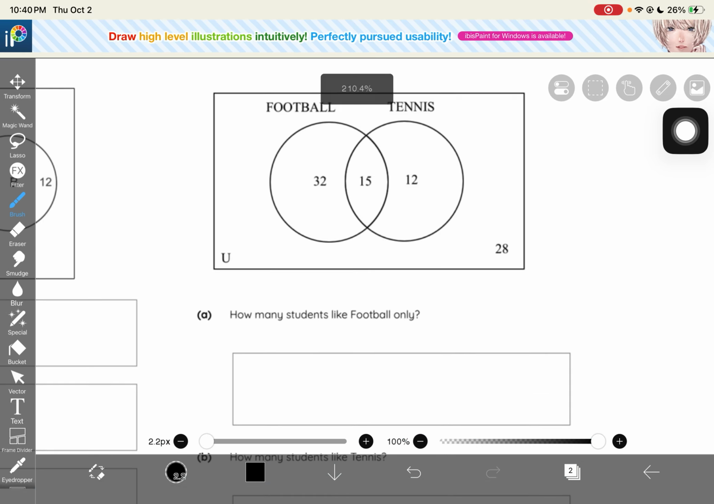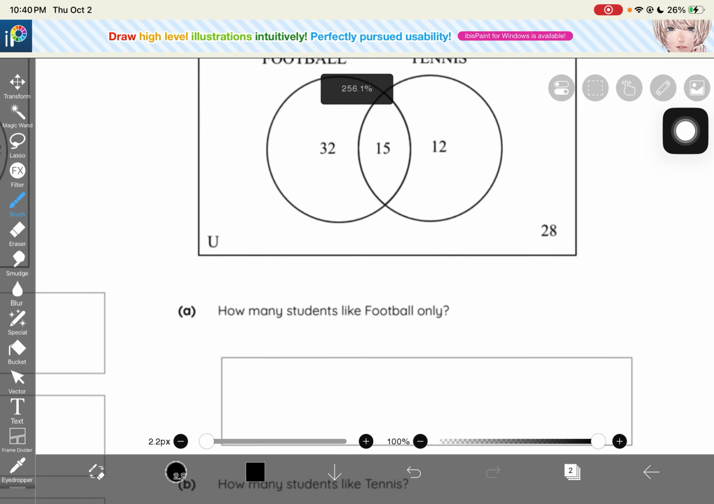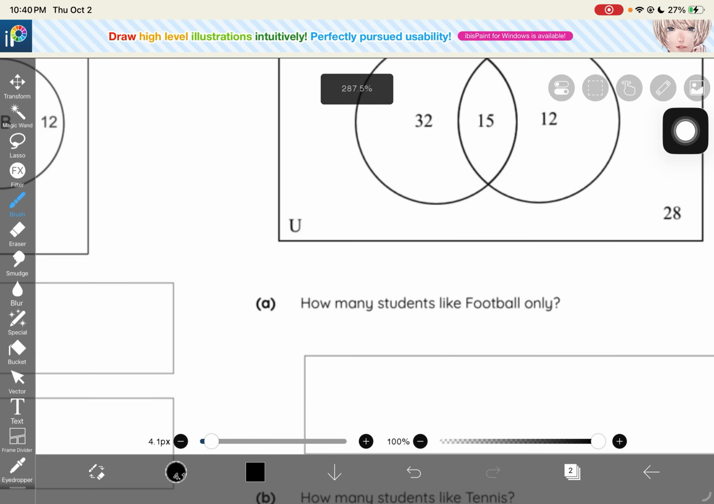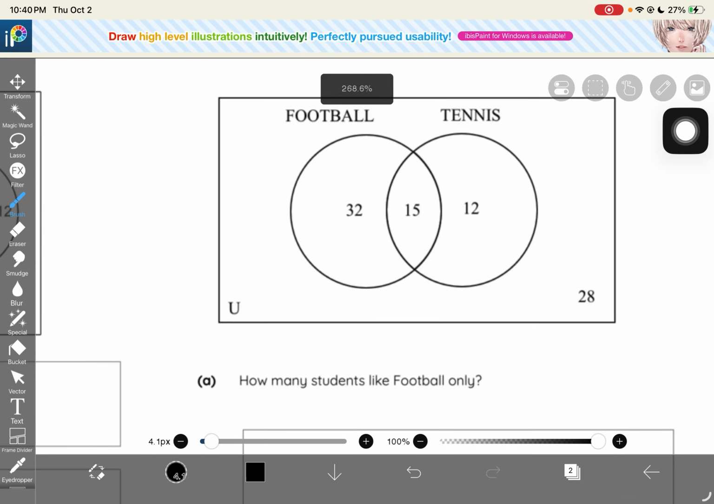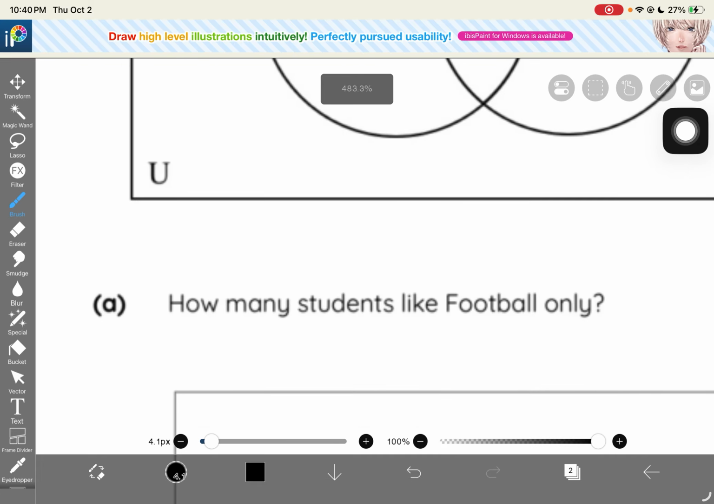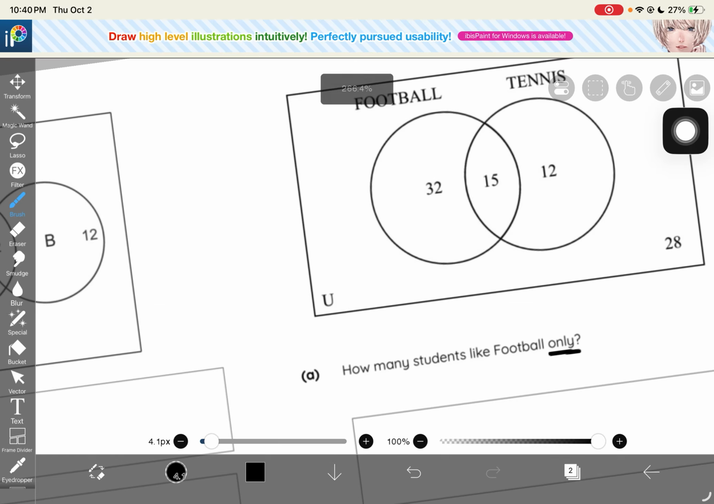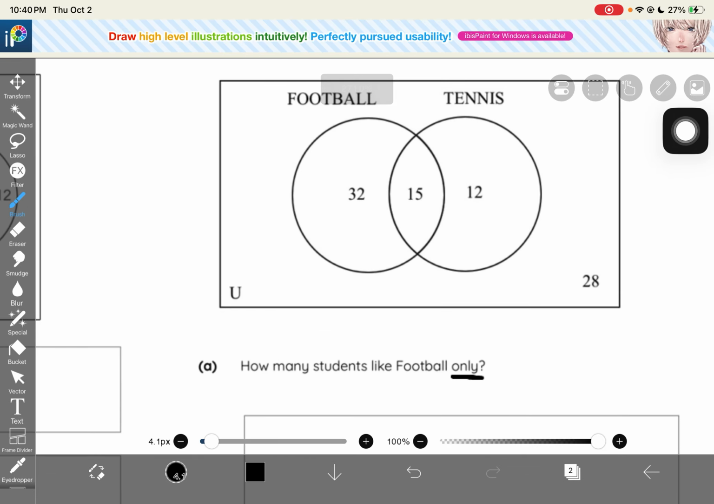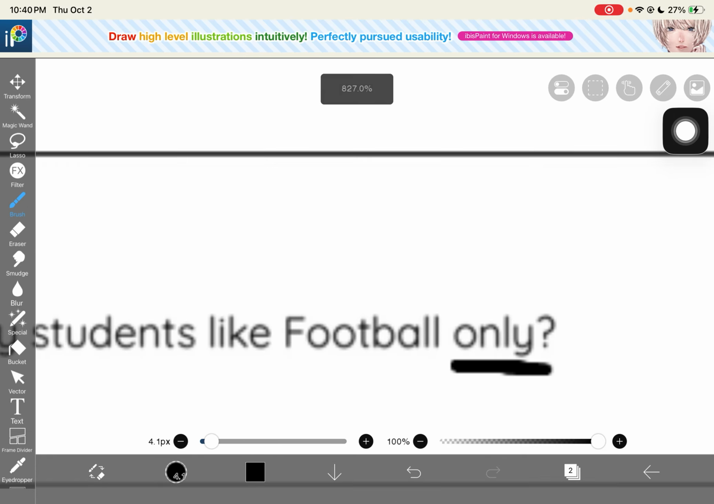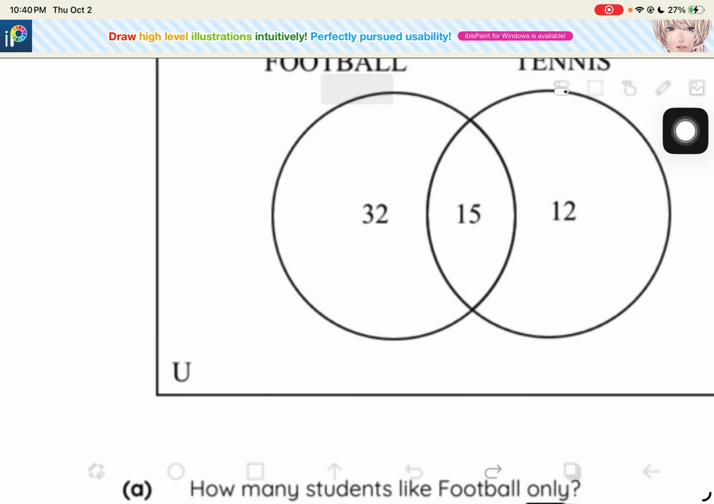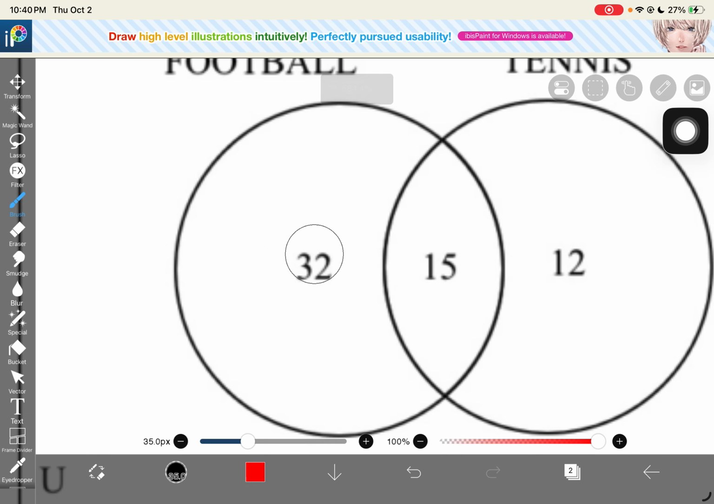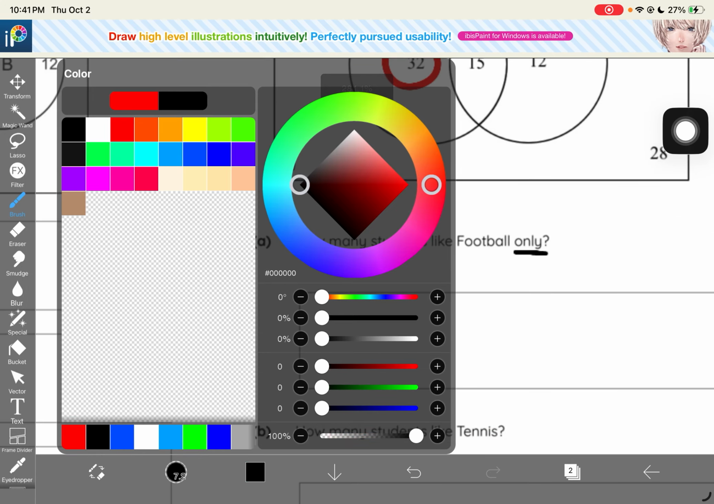Now I'm going to show you how to read the diagrams. First and foremost, letter A. How many students like football only? When you say only, it means we don't want football and tennis, or football and other sports. We just want football only. So once again, the tip here is to take it literally. In this case, football only is 32. So that's the answer there.